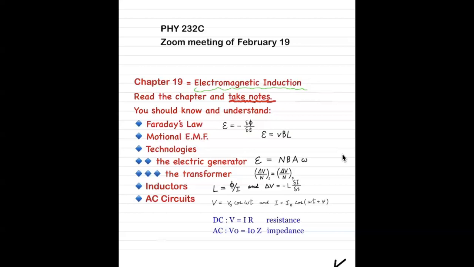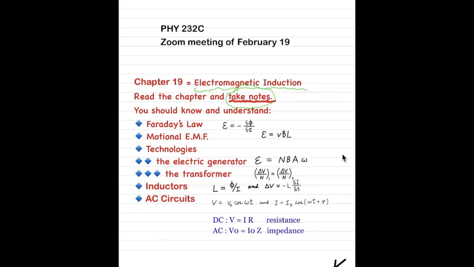So you should read the chapter. Most people have already finished the reading quiz, so they've already read the chapter. Take notes. That's very important. So you should have a notebook and write down the most important equations, other kinds of notes. Most of your notes will just be equations. So here are some of the equations that you should understand.